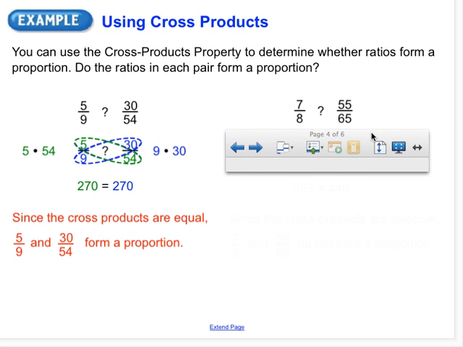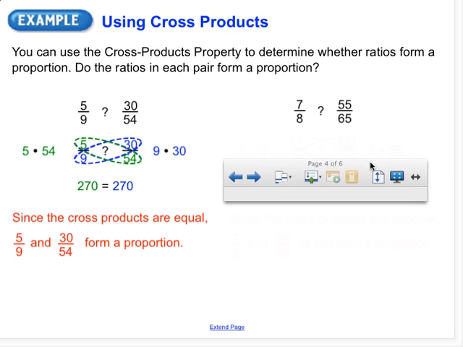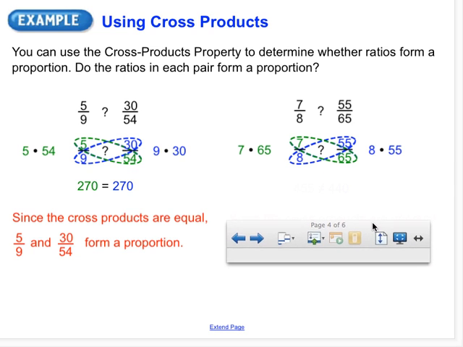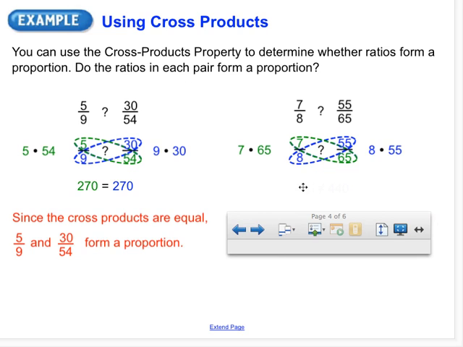7 times 65, and what else? And 55 times 8. Very good. And what did you get when you took those products? 55 times 8 is 440. Okay. And what about 7 times 65? 378. Is that what you guys got? Who got something different? What'd you get? 65 times 7 was 450. Okay, 455, so maybe you didn't carry something. But your result would have been the same.